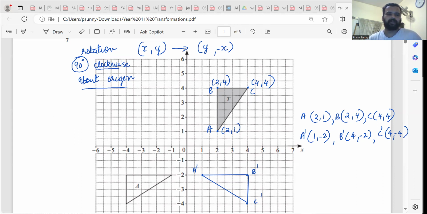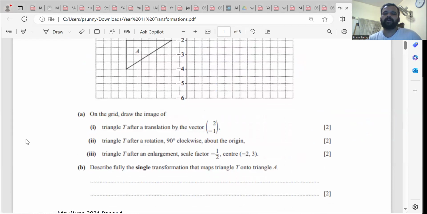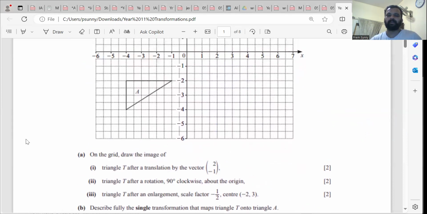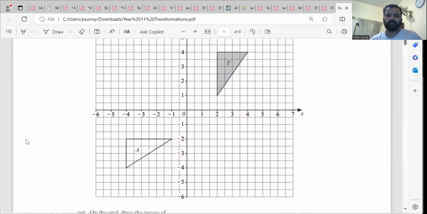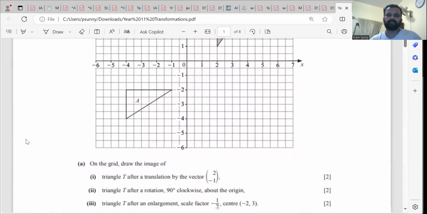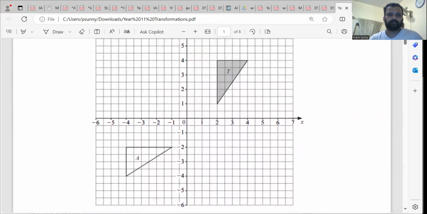Now moving on to the next one. Triangle T after an enlargement of scale factor minus 1 by 2, center minus 2 comma 3. So here minus 1 by 2 is the scale factor and the center is minus 2 comma 3. So minus 2 comma 3 will be my center, and the enlargement is minus 1 by 2. Let's take these points as A, B, C.